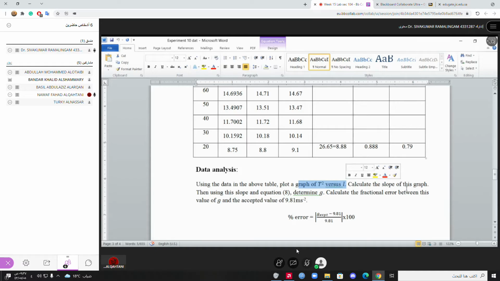I got 2.0070, Doctor. Okay, take 2.007 for T theoretical. Yes.